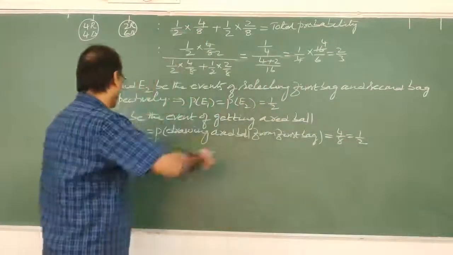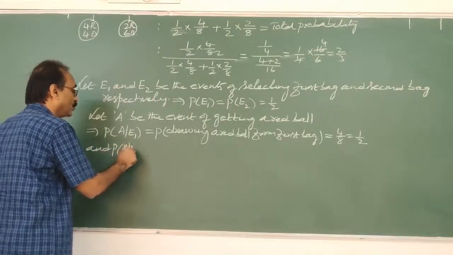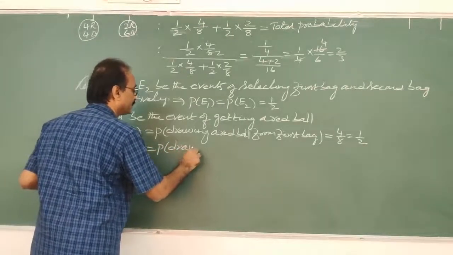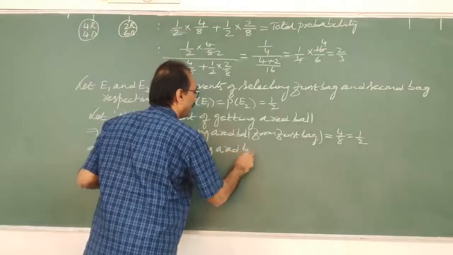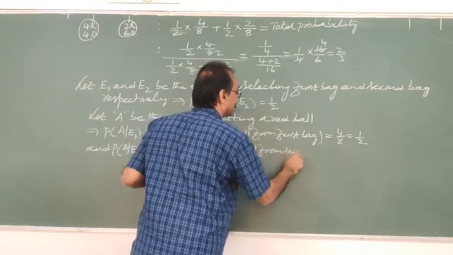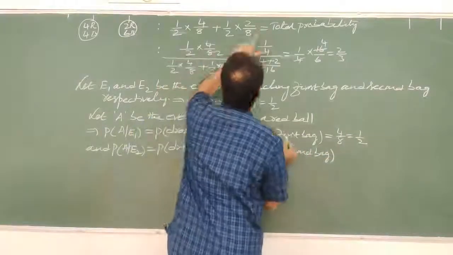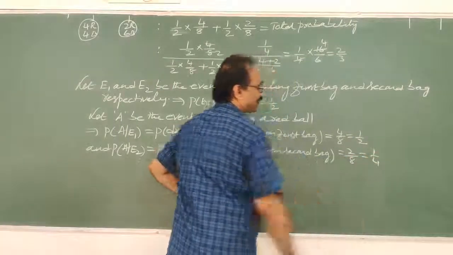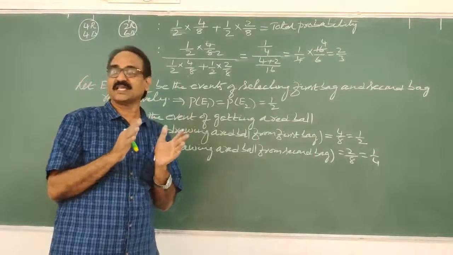That is correct. Now you know what I should write. And P of A given E2 means the probability of drawing a red ball from second bag. How much is it? From second bag it is 2 by 8. 2 by 8 is nothing but 1 by 4. So these are important. Two events are there in a sample space, that is E1, E2.